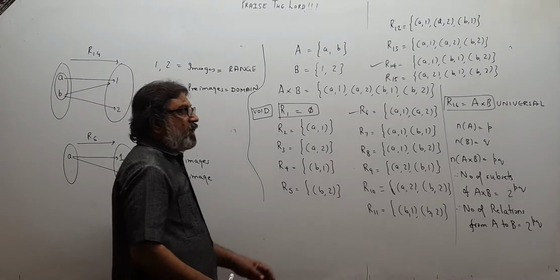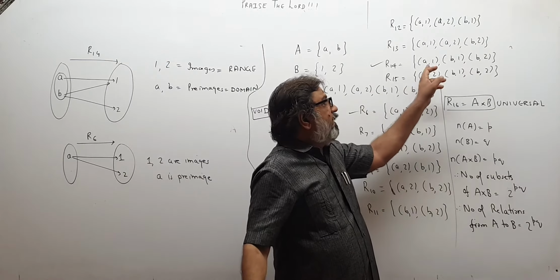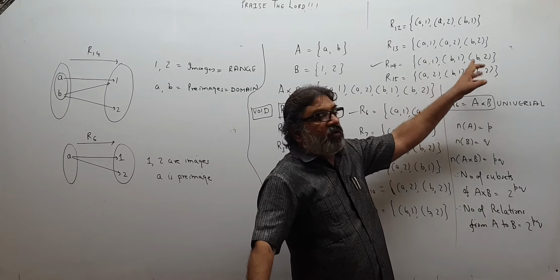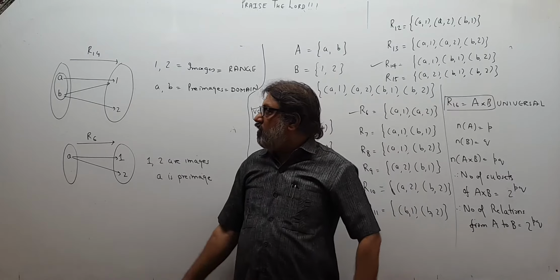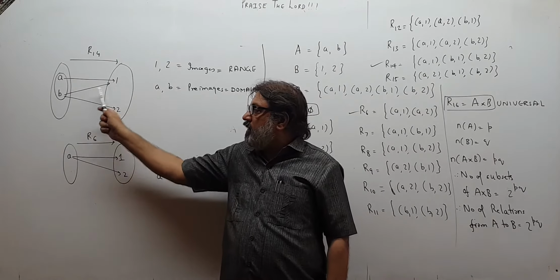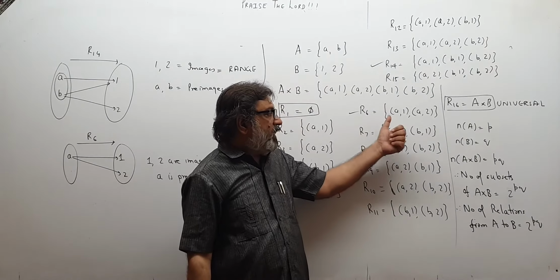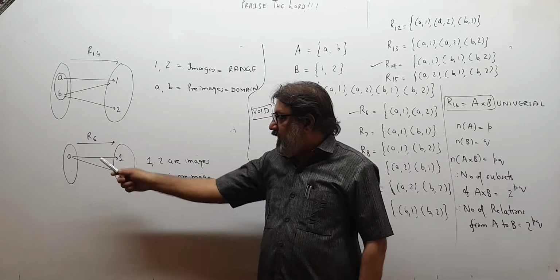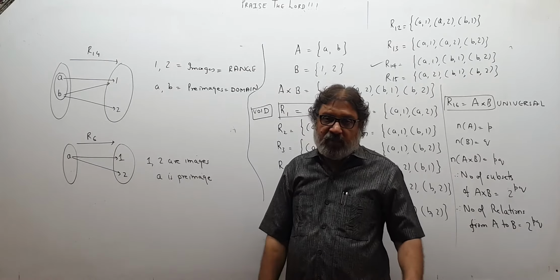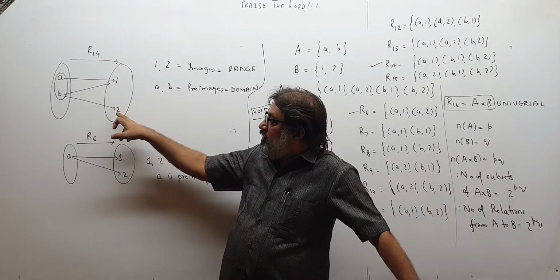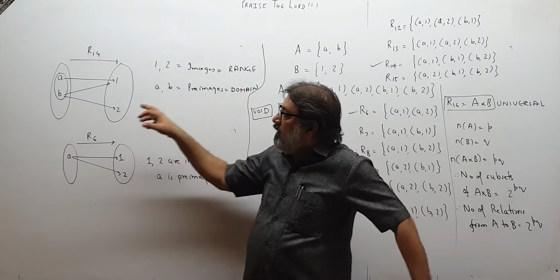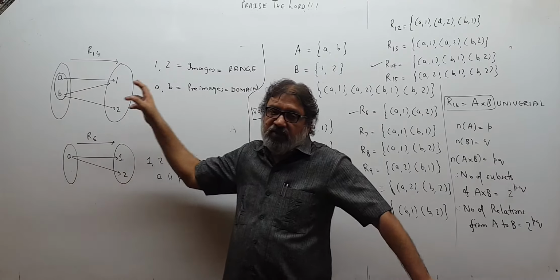So how to get domain and how to get range, please understand. First, look at your relation R14. A corresponds to 1, B corresponds to 1, B corresponds to 2. In R6, what was it? A to 1, A to 2. So we wrote it like this. These are the set of images that will form the range. These are the set of pre-images that will form the domain.